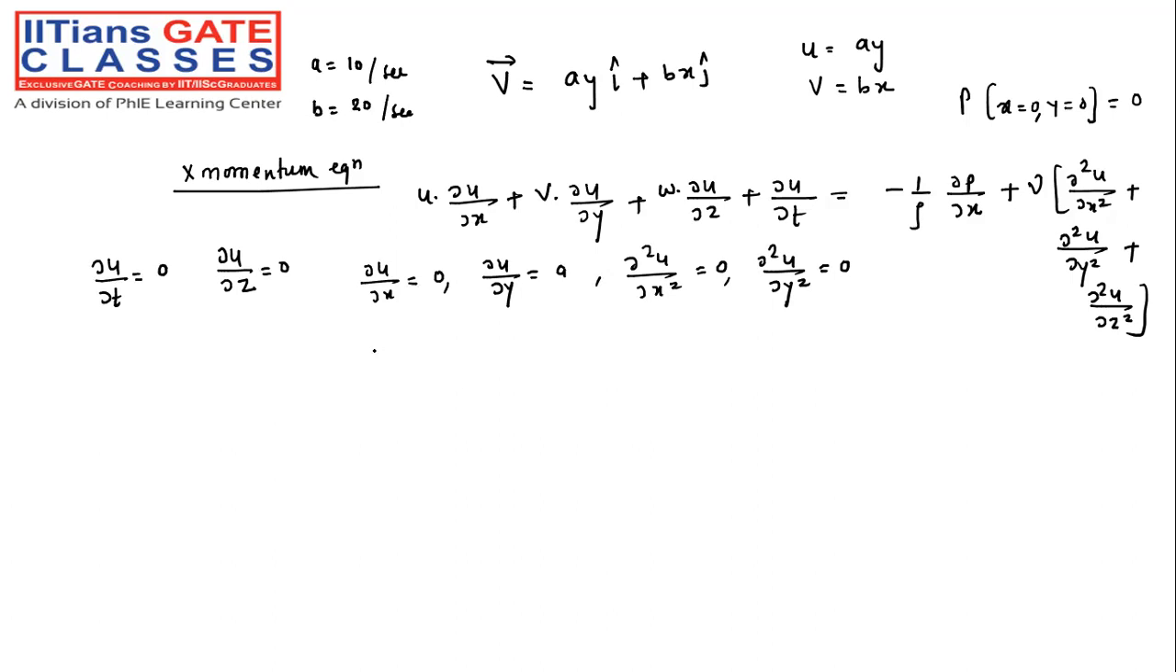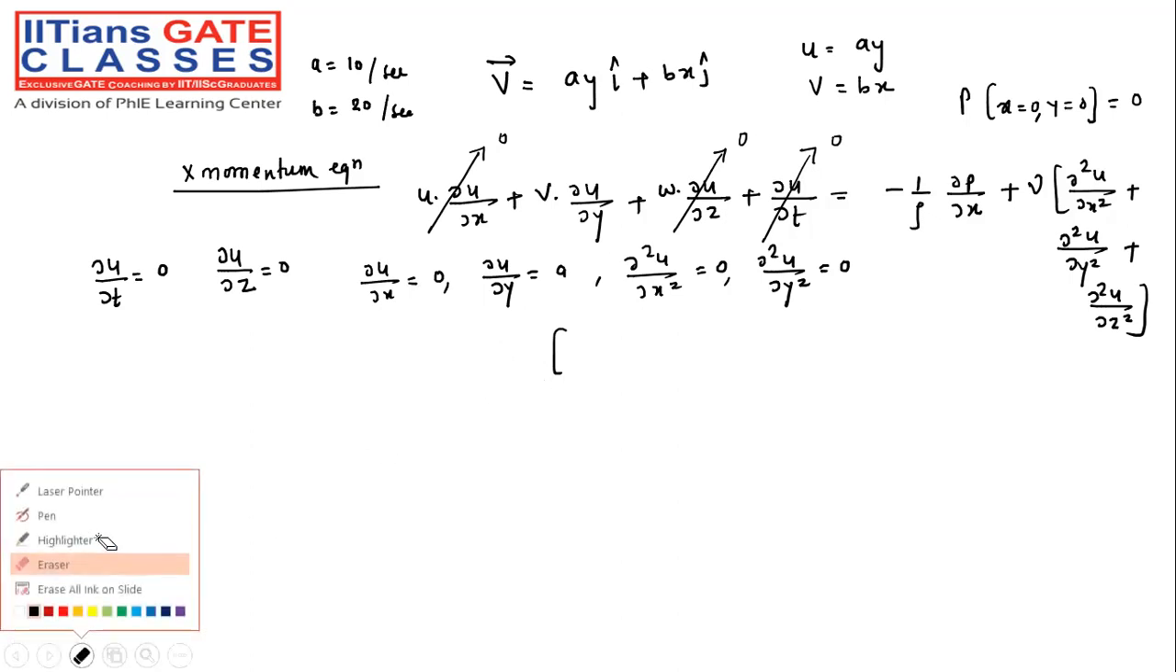Put the value. What are you going to get? u will be, sorry, you will have the value ay. Dou u by dou x is 0, so this term will be 0. This term will be 0. This term will be 0. Only this particular term will be there. So ay, where a is 10, into y. Dou u by dou y will be a, what is a? 10. Just wait. V is what? Bx, right? V is nothing but bx. So it will be b.